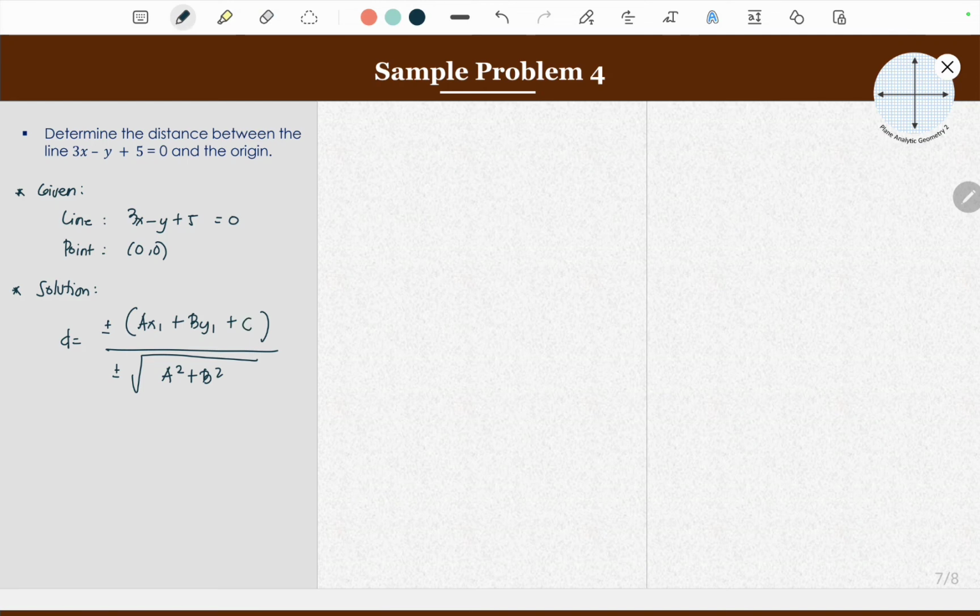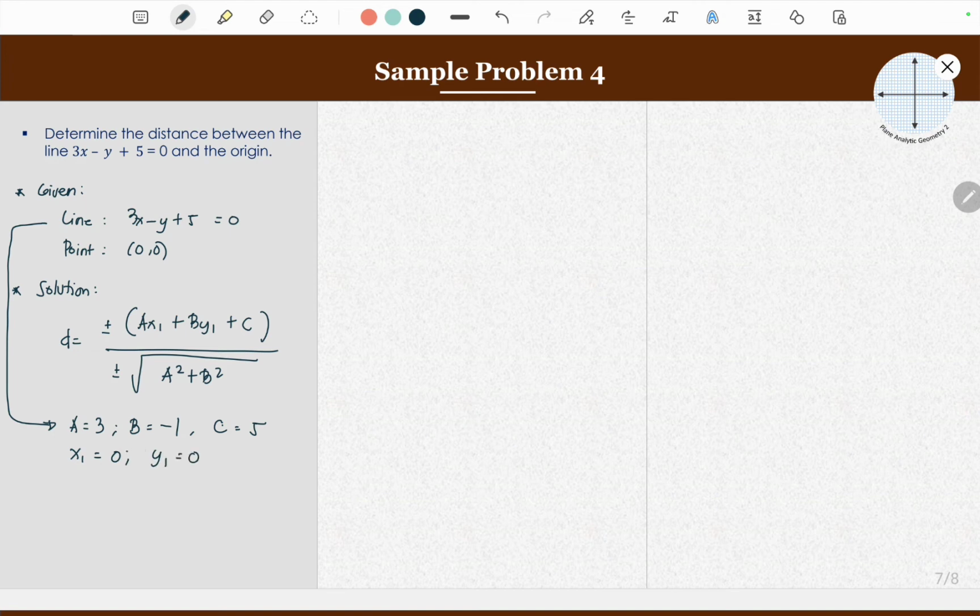So our A is coming from the equation of the line. So our A is positive 3. Our B is negative 1. And our C is 5. Now, what is our x sub 1? Our x sub 1 is 0. And our y sub 1 is 0.